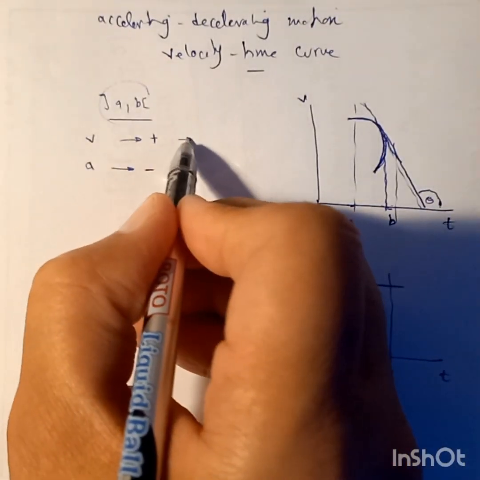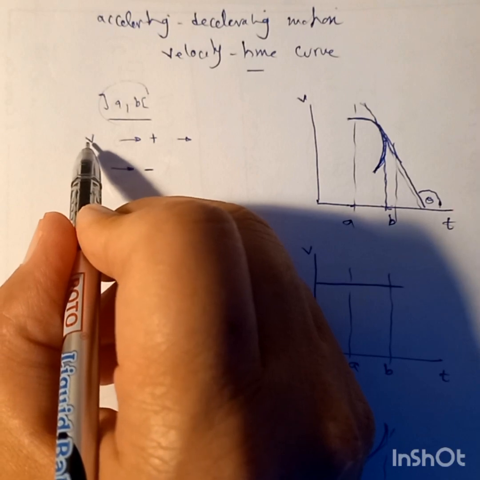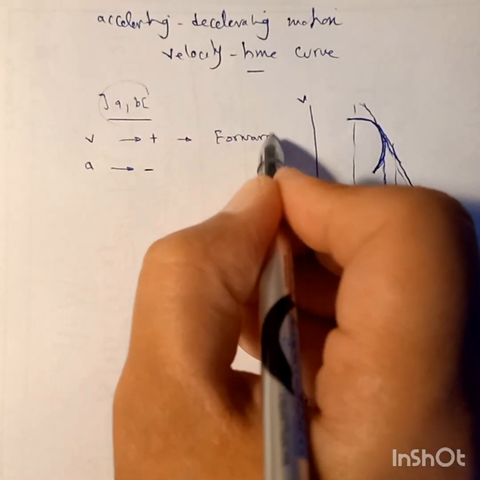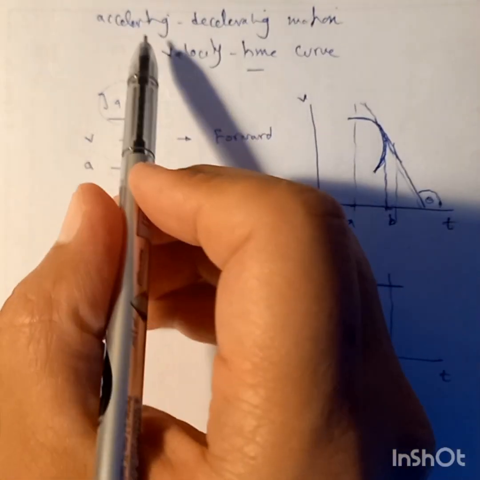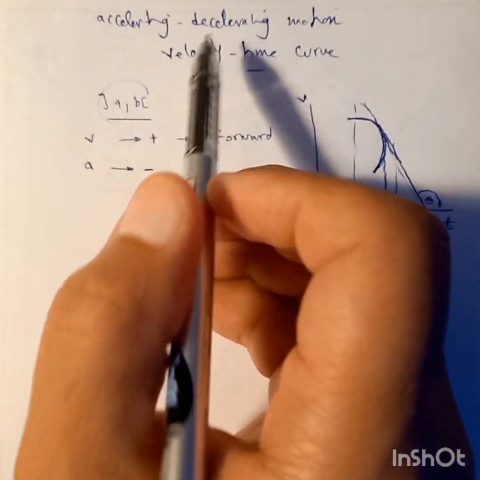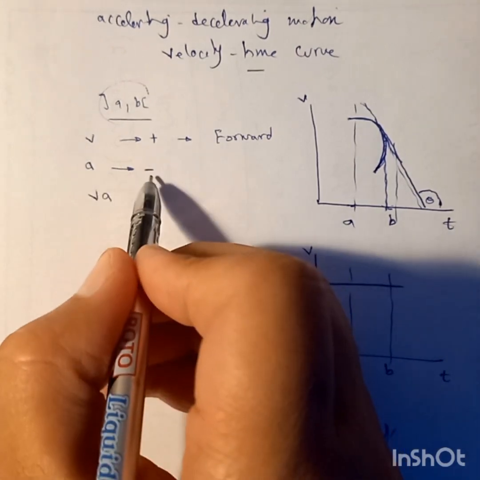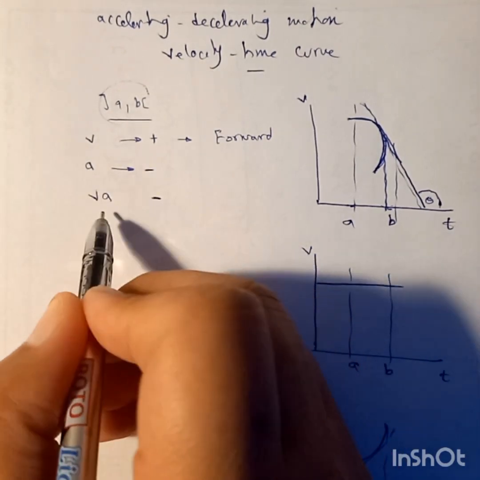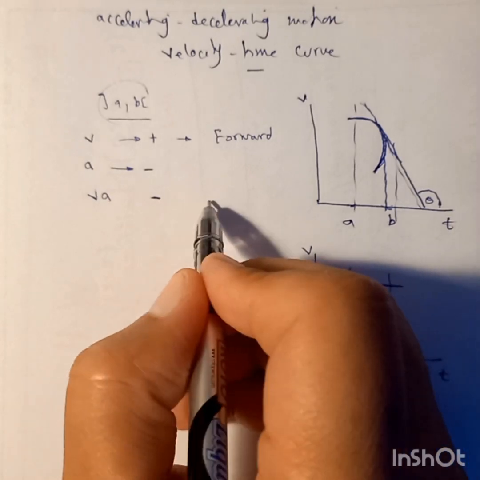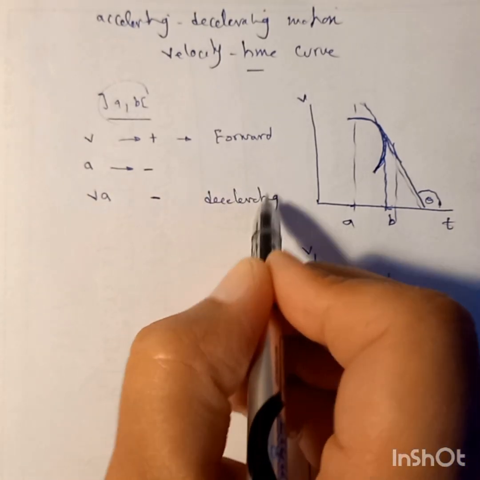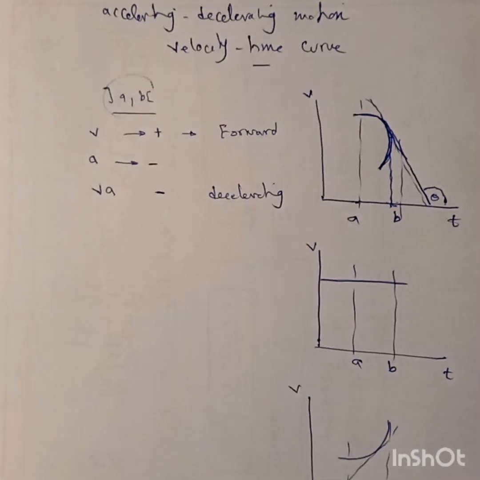From this step, velocity is positive, so the motion is in the forward direction. To find if the motion is accelerating or decelerating, we have to multiply v and a. We have positive times negative, so we have a negative value. Then here the motion is decelerating in the forward direction.